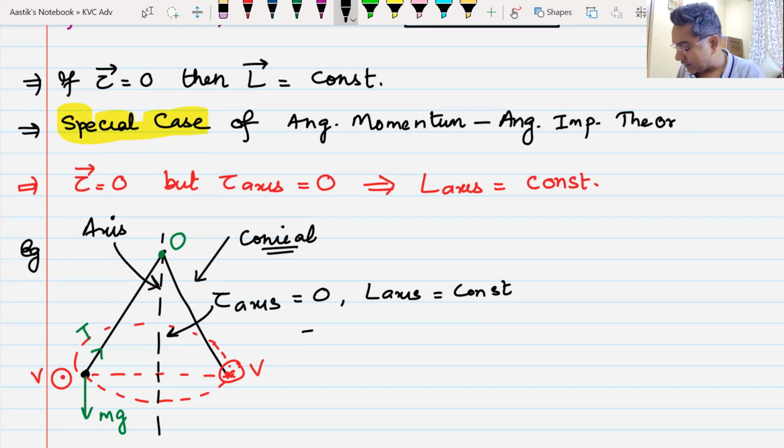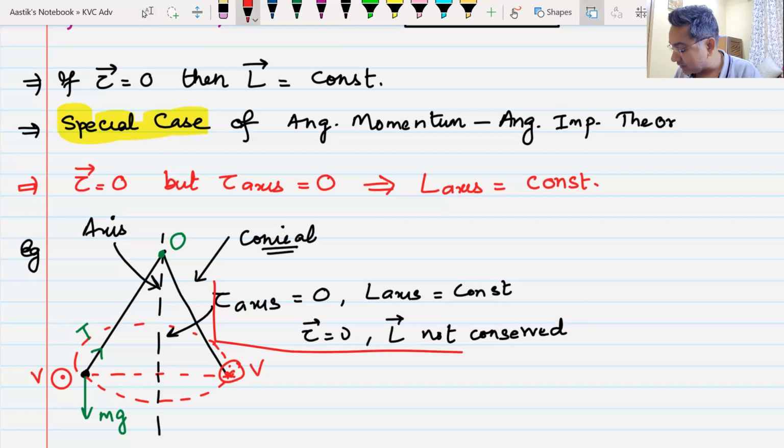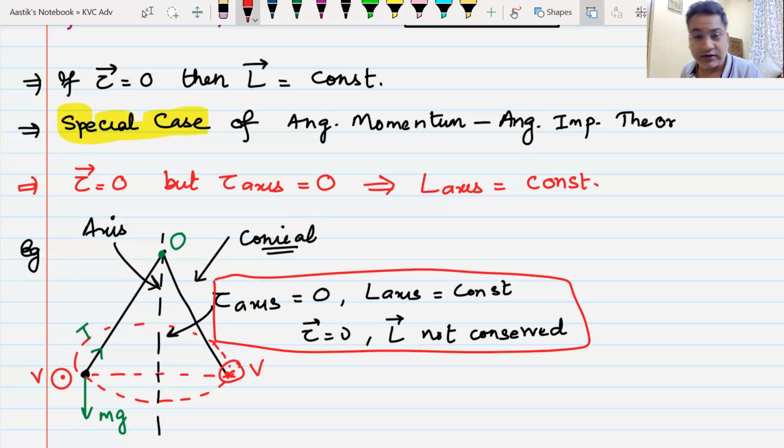Torque vectorly is not zero, so angular momentum vectorly is not conserved, not constant. But we can find an axis about which the torque is zero. Therefore, angular momentum is conserved about this axis. This is what you must understand about the angular momentum.